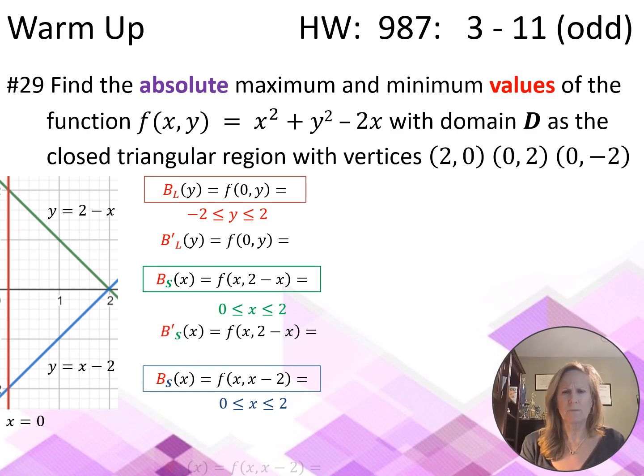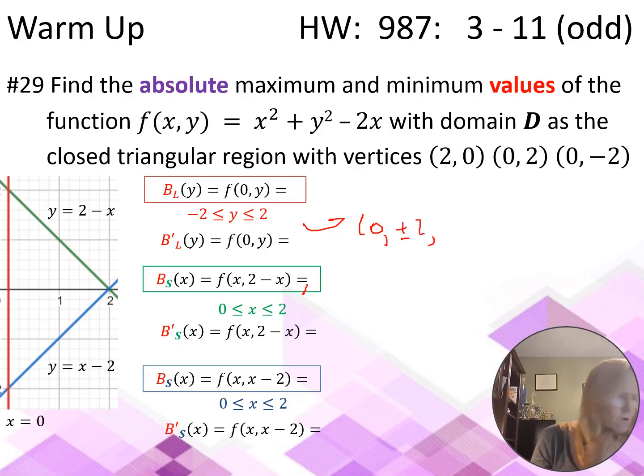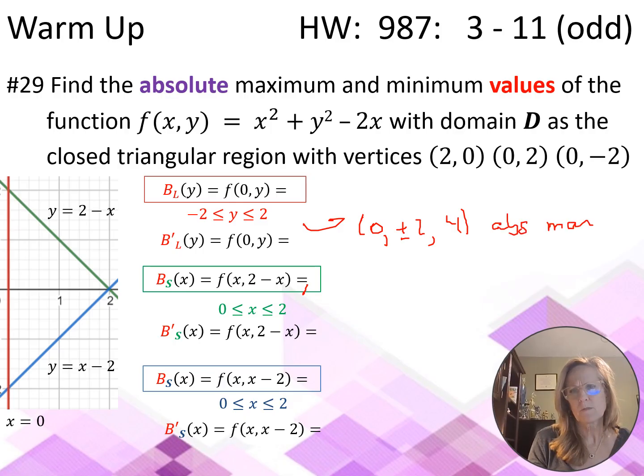So I took my derivative, took my derivative, took my derivative. And I trust you can do the rest of this. And the answers that I got: 0, plus and minus 2, comma 4 were my absolute maxes, and 1, 0, -1 was my absolute min.